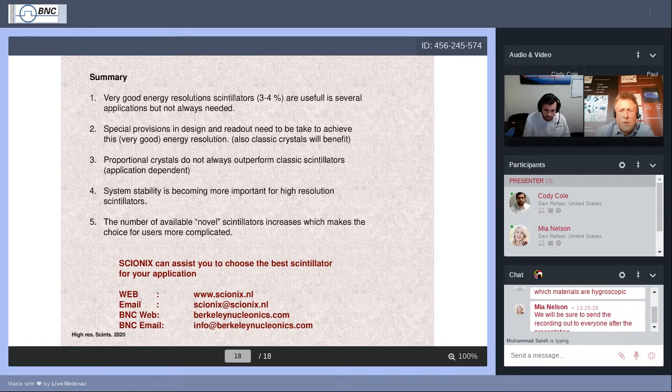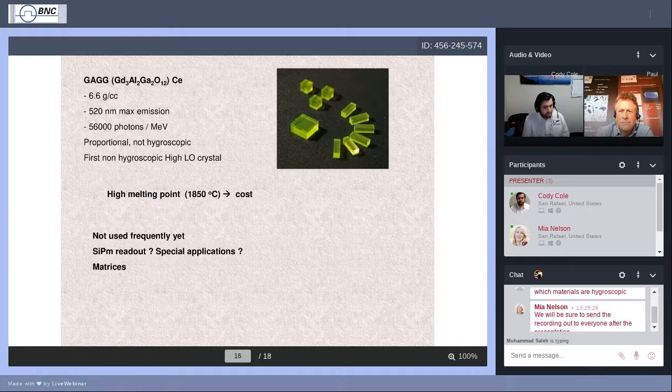Of the proportional materials, all of them are hygroscopic except GAGG. Excellent. Following up on GAGG, would you happen to have more on the resolution statistics of that material? The resolution of GAGG is slightly below 6% at half max when we use a photomultiplier tube.